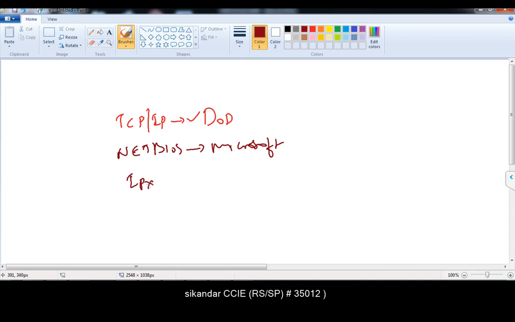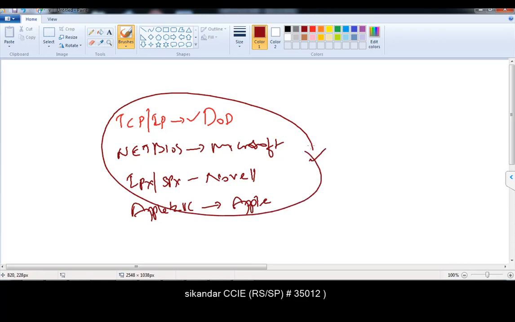We also have the IPX, SPX protocols developed by Novell, for the Novell network operating systems. And then we have the AppleTalk protocols, which were developed by Apple and used in Apple machines. So just to say, there are a few protocols. Apart from this, there's a big list of protocols.